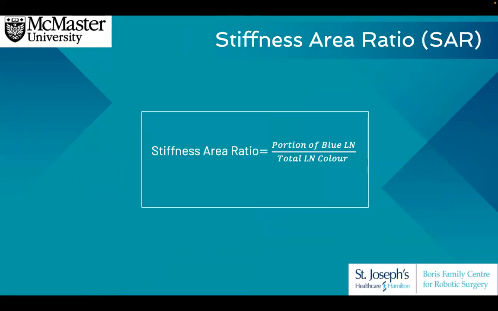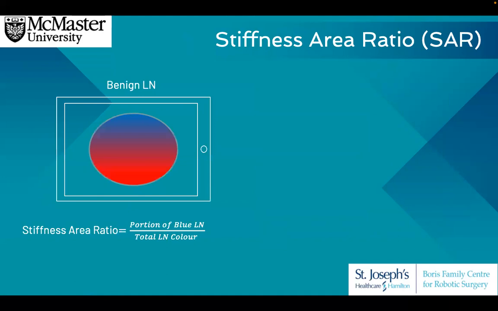Stiffness area ratio is the most intuitive quantitative method to analyze elastography color maps. Stiffness area ratio is a proportion of blue relative to all the other colors seen in the lymph node region of interest. Now let's apply this formula to a lymph node. Here we see a benign lymph node, which we expect to be predominantly red. Since there is a smaller proportion of blue, the stiffness area ratio will be relatively low.